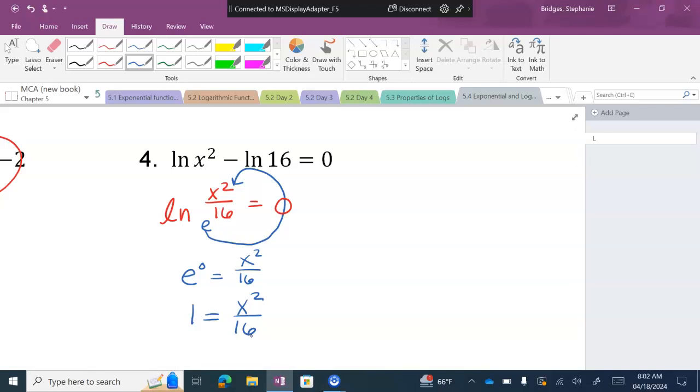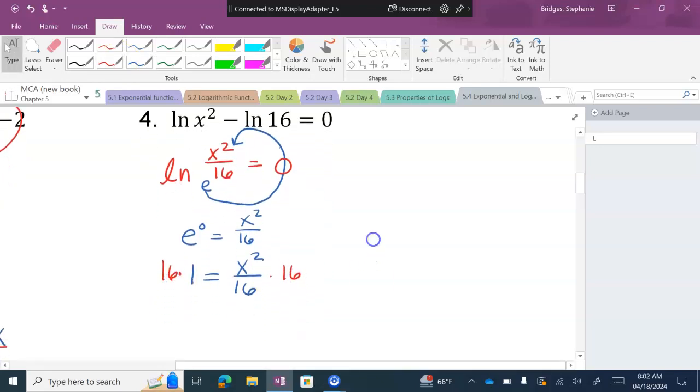Now we have to think about how we can solve this for x. First of all, I need to get rid of the fraction. How can I do that? Multiply both sides by 16. Yep. So that's going to cancel those here. 16 times 1 is 16. That leaves me with x squared.